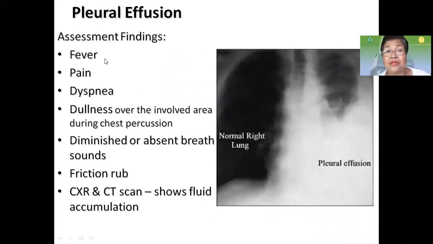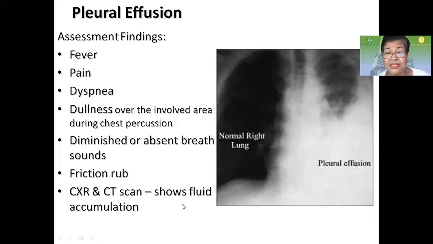So of course, there'll be fever, there'll be pain, there'll be difficulty of breathing. Ngayon, dullness. So these are the pleural effusion. So when you percuss, no, there'll be dullness, kasi may tubig. And by auscultation, there'll be diminished or absent breath sounds. No? Ano yung friction rub? A friction rub is when the parietal and visceral pleura rub against each other. Kung ang pasyente ay may pleurisy.